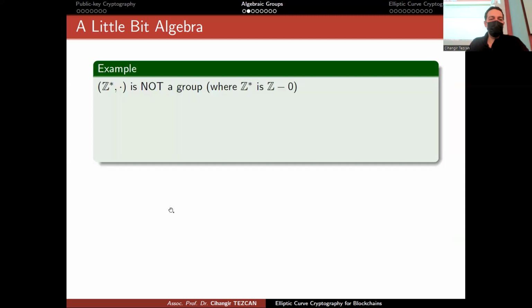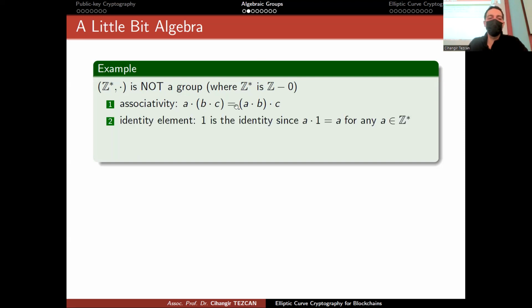Let's see an example where something is not a group. Instead of that, I will talk about Z star. This is a special notation because instead of taking the whole Z, we remove the 0 element. This is the Z minus the 0 element. So associativity is satisfied here. The multiplication operation is associative. We know that. We have the identity element because 1 is the identity. If you multiply anything with 1, you end up with the same number, right?